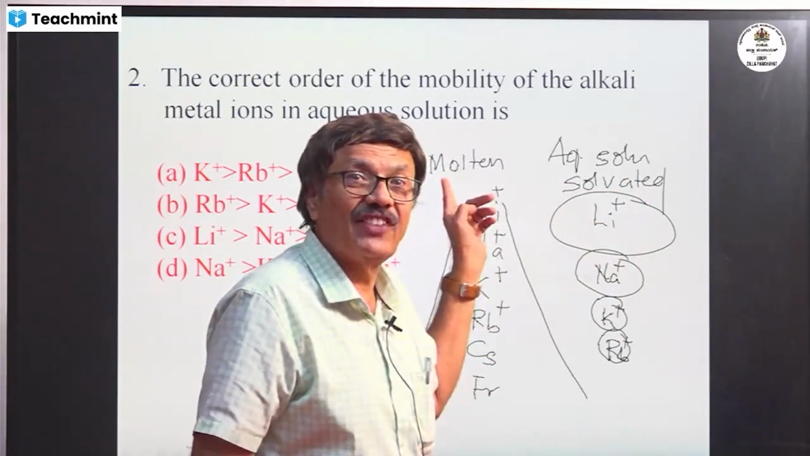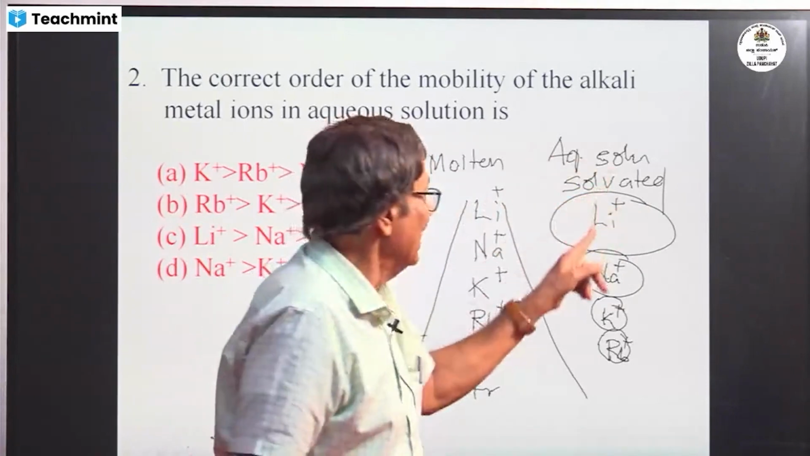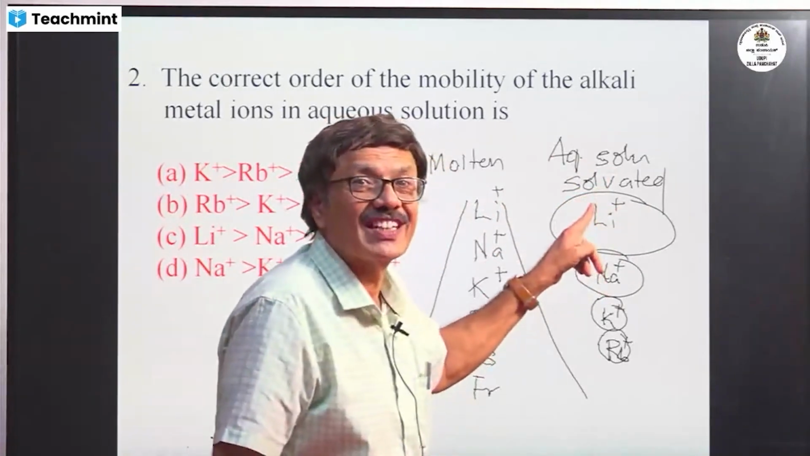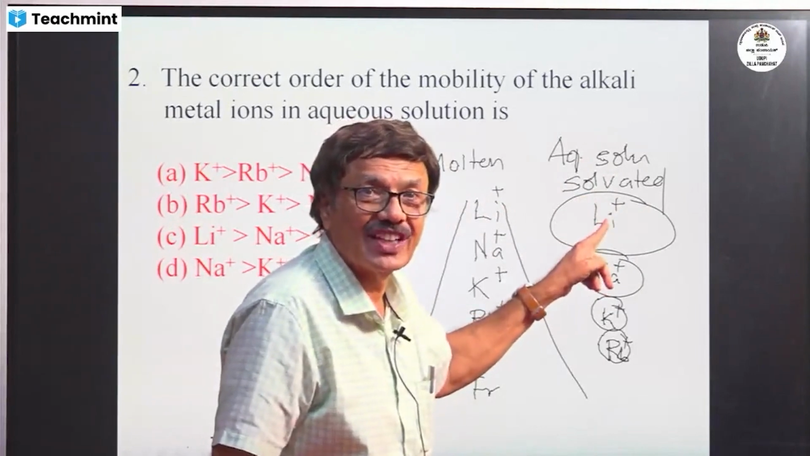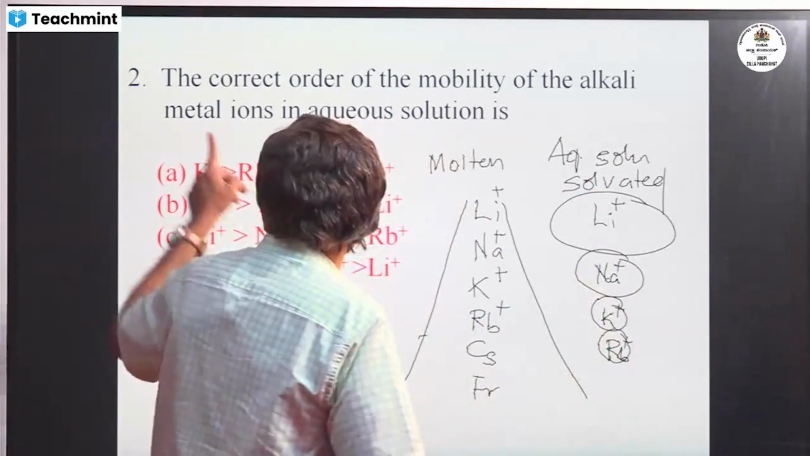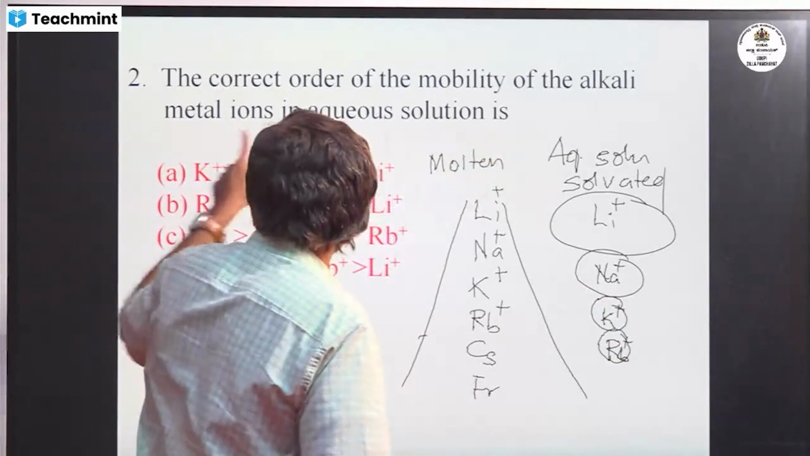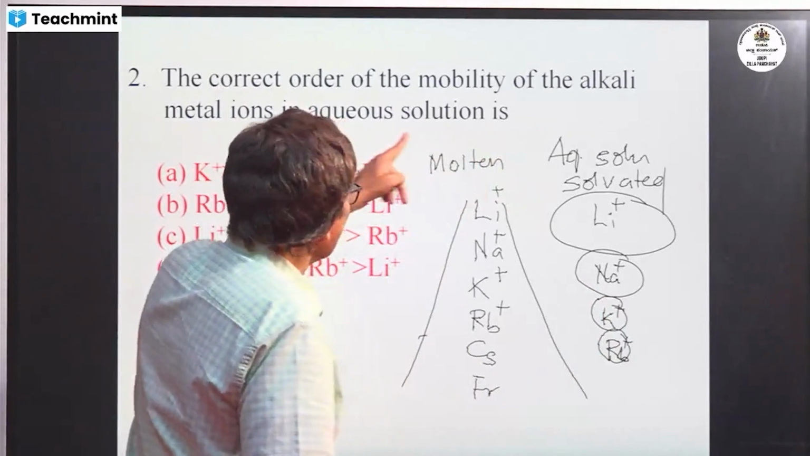Though it is the fastest in the molten state, in the aqueous solution, lithium becomes the slowest ion, and rubidium becomes the fastest ion. See the question now. The correct order of the mobility of the alkali metal ions in aqueous solution is.